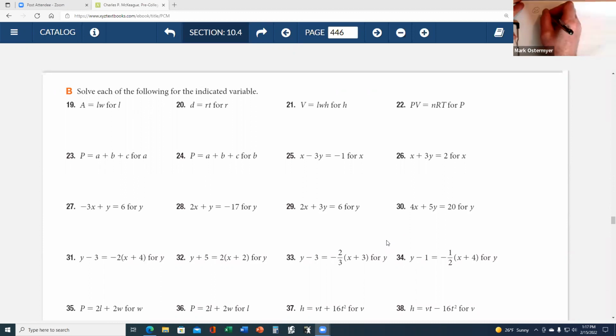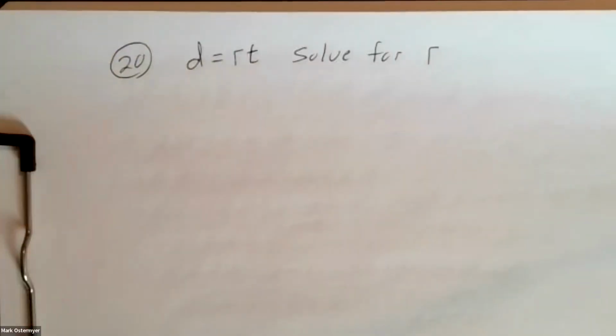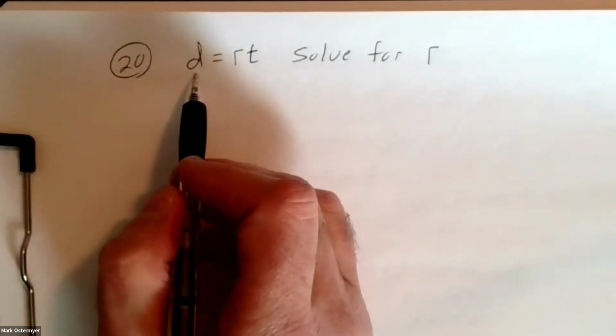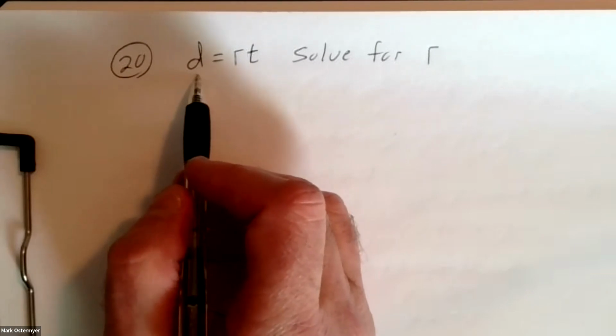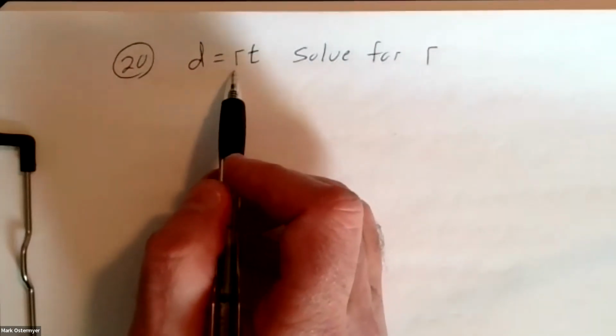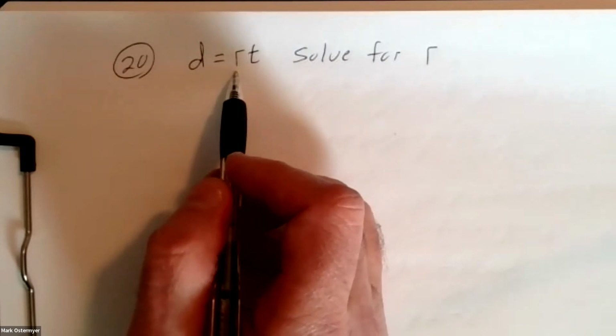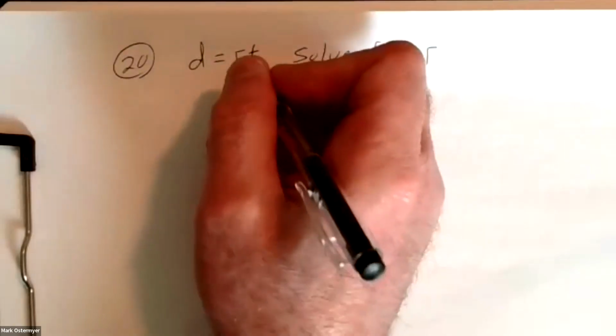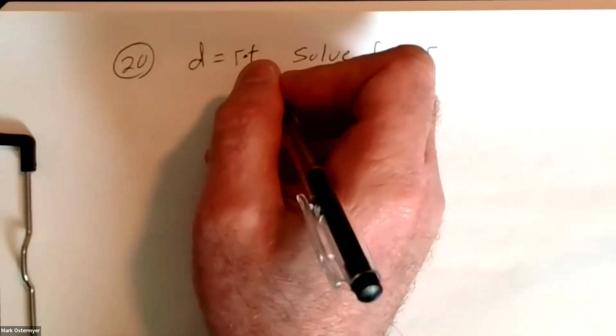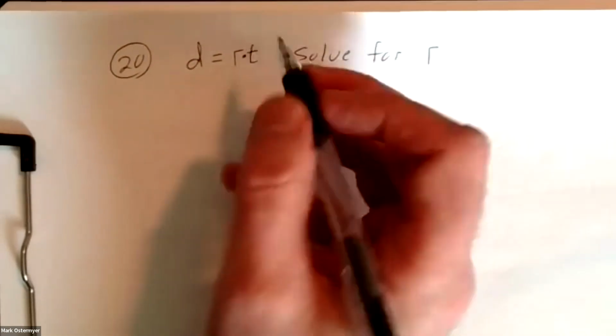Problem number 20, they give us a formula, D is equal to R times T, and they want us to take this formula and solve it for the variable R. Currently, this formula is solved for the variable D because D is all by itself. They want us to turn the tables on this formula and solve it for R, which means I got to get R all by itself on the right side of this equation or formula. And since it's R times T, how do I do that? What's the inverse of multiplication?